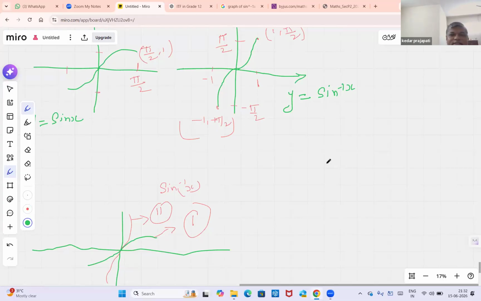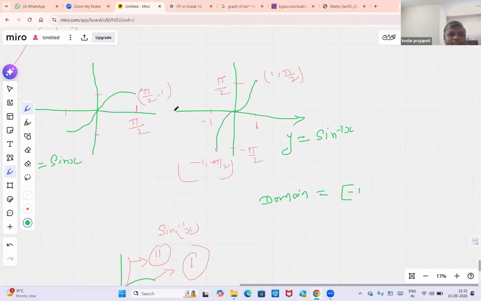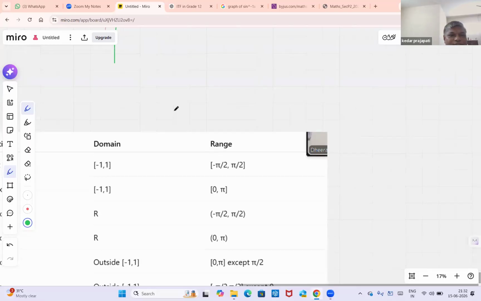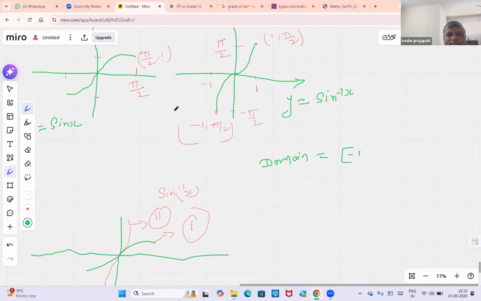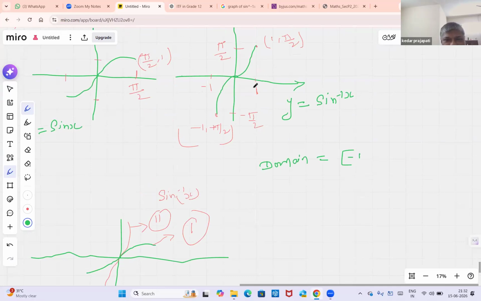The domain for this is the x-axis. Domain is always the x-axis. Domain of sine inverse x is in a closed bracket. Closed bracket means we are also counting that value. Domain is the x-axis, so domain is minus 1 to 1.